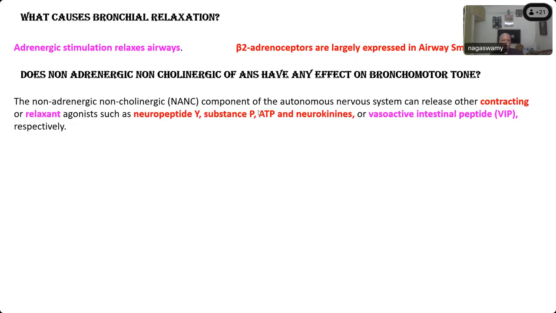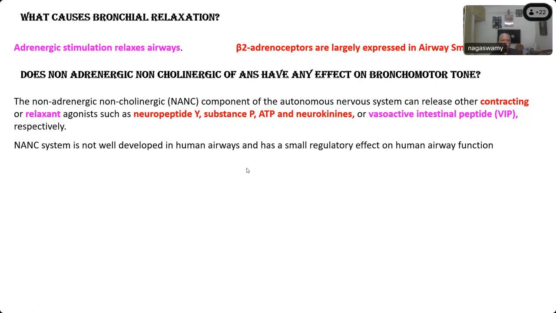So the NANC component of the autonomic nervous system can release other contracting or relaxant agonists such as neuropeptide Y, substance P, ATP and neurokinins, and vasoactive intestinal peptides, which are all the transmitter substances for this particular system. Because there is no acetylcholine and no noradrenaline, they are called the non-adrenergic, non-cholinergic component. And some of them can cause contraction, and some can cause relaxation of the bronchial smooth muscle. So this system is not well developed in human airways, but has a small regulatory effect on human airway function.